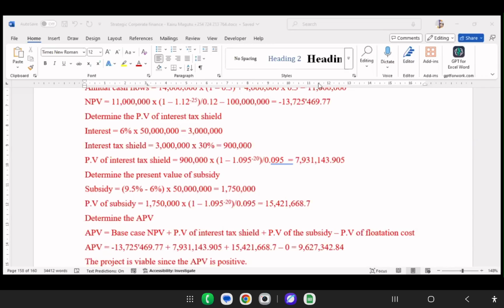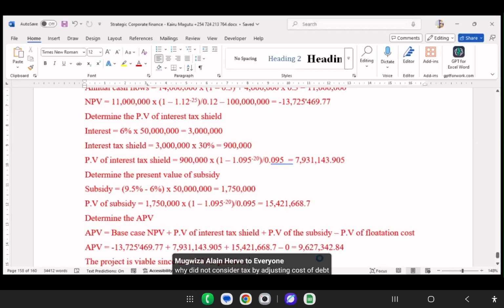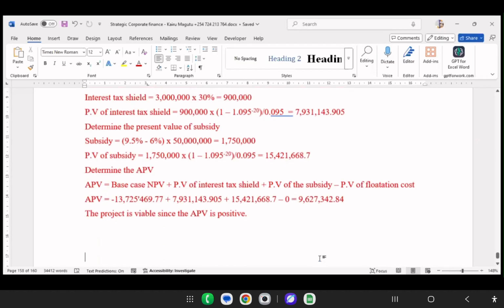I think that is it, and that is what was expected when it comes to determining the APV. I want us to try and respond to the other part of the question. What was the other part of the question? That was number A. Number B.